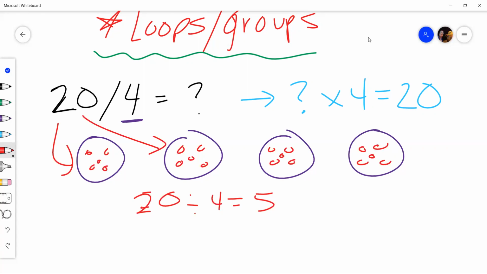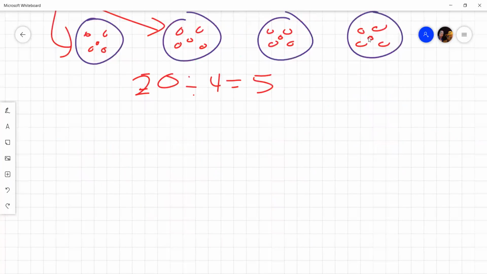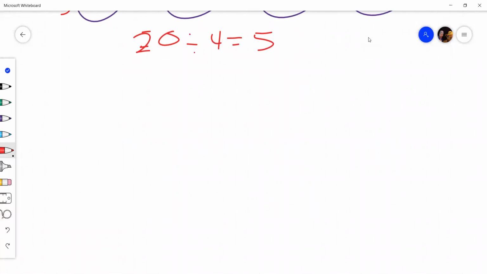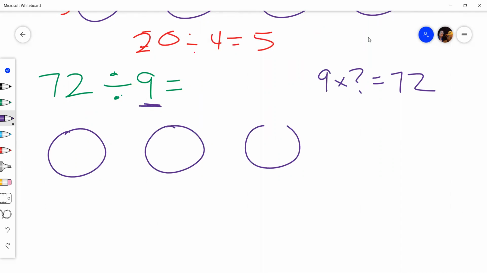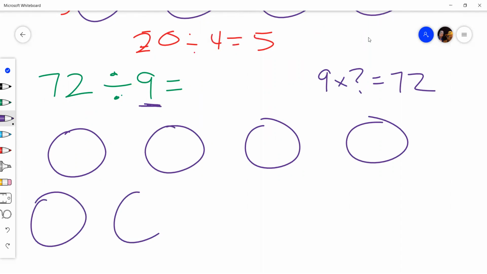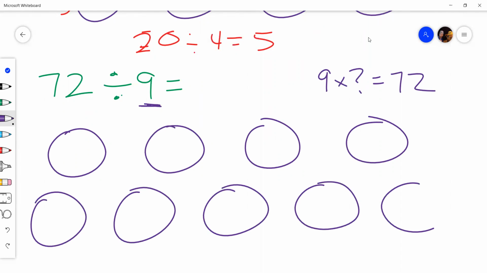Technically in this example, I was skip counting by ones. I was counting one at a time. But we could also think about what we already know about numbers and what happens when those numbers get bigger. What if someone says, I have 72 and I want you to divide that into 9, what are we going to get? I don't know 9 times what equals 72. Therefore, I'm going to make 9 groups: 1, 2, 3, 4, 5, 6, 7, 8, 9.